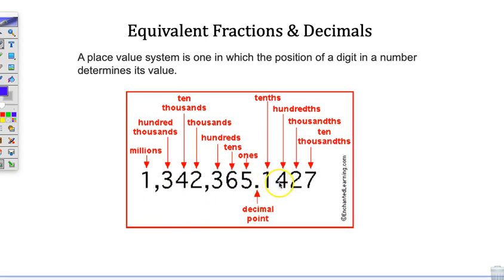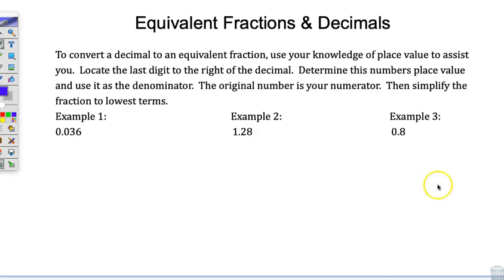If I go to the right of the decimal, the first position right here is called the tenths. It actually has THS on the end of it. The next position is the hundredths, thousandths, and so on. This is really important to be able to refer back to, because when we do our next example of converting a decimal to the equivalent fraction, you'll need to know a little bit about place value. So basically, here's what you do. You locate the last digit to the right of the decimal.